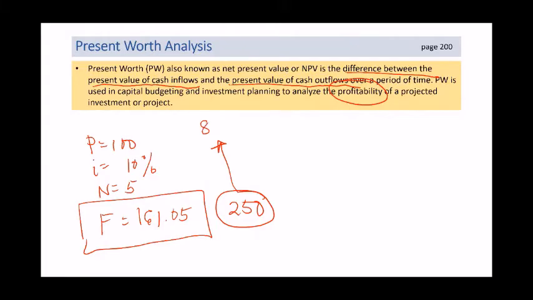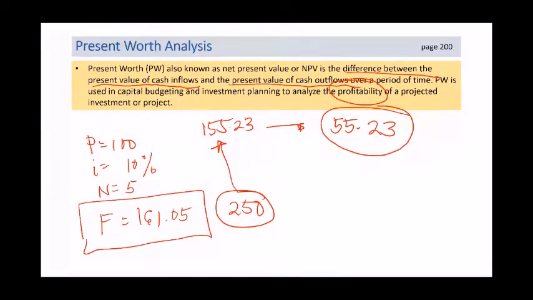Are you sure it is 88? Okay, so it is 155.23. In other words, how much did you actually invest? It is only 100, right? But the worth of that is 155.23. So if we subtract 100 from 155.23, we have 55.23. This is now what we call the present worth.